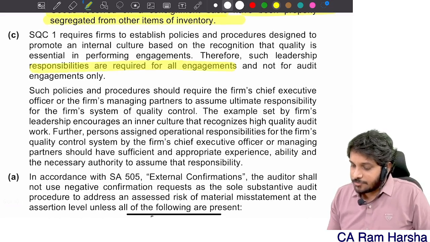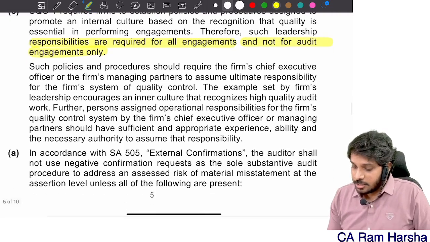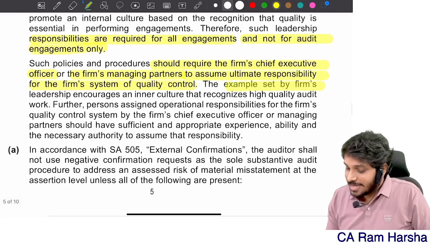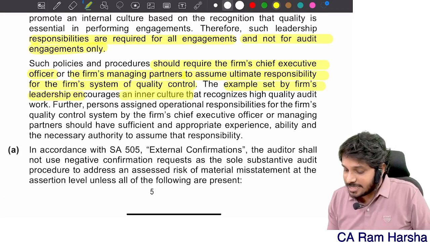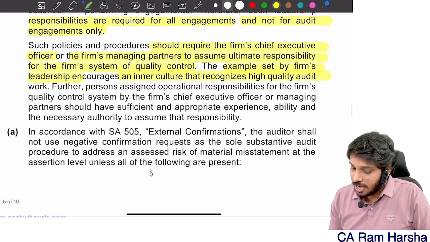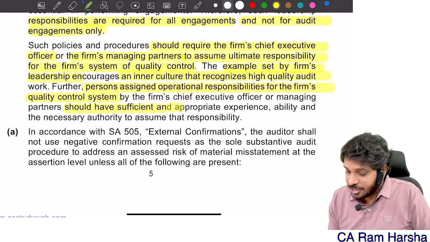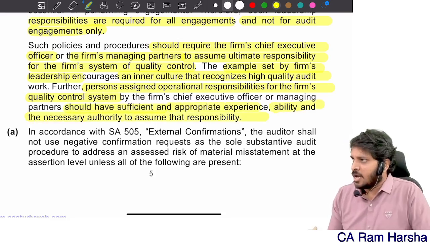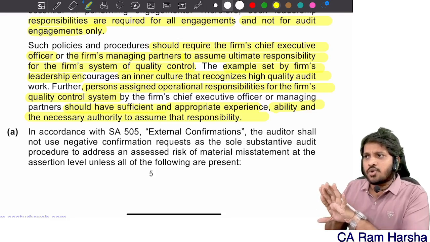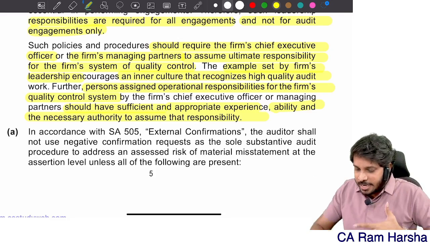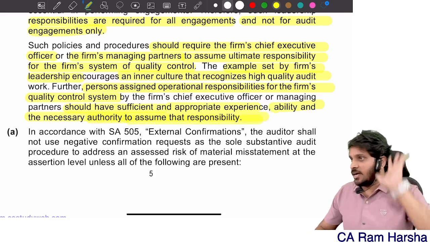Leadership responsibilities for all engagements, not just for audit. These policies should require the firm's CEO or the managing partner to assume ultimate responsibility for the firm. The example set by the leadership encourages an inner culture that recognizes high quality. Further, persons assigned operational responsibilities for the quality control system should have sufficient and appropriate experience, ability and the necessary authority to assume that responsibility.